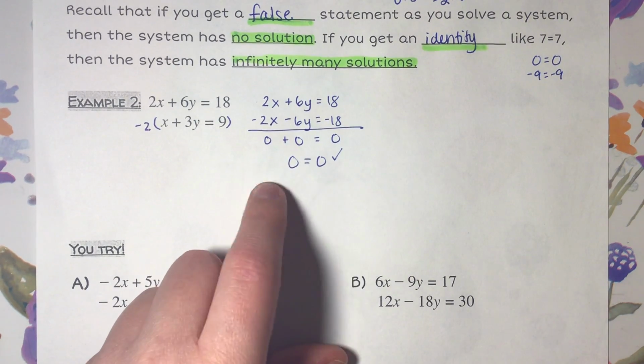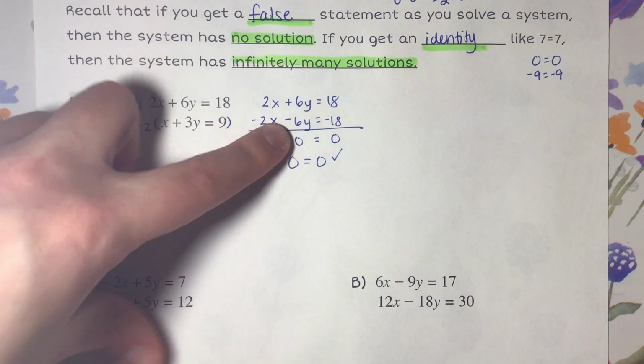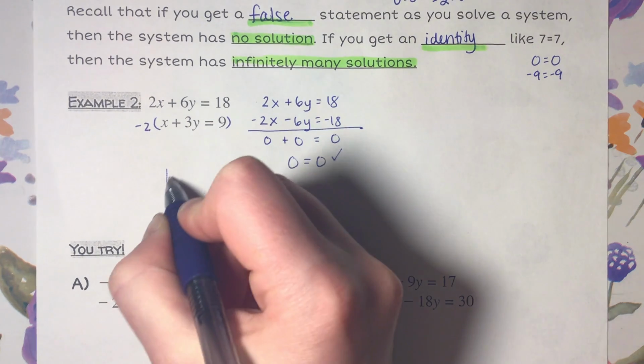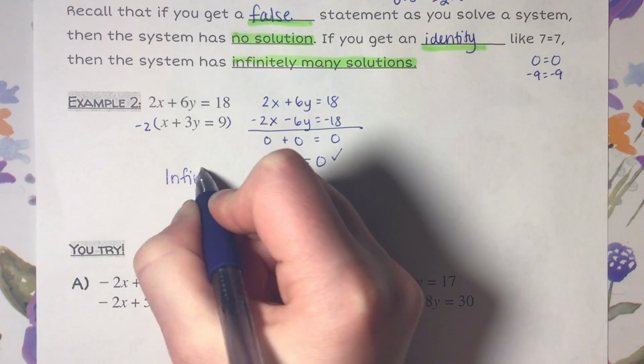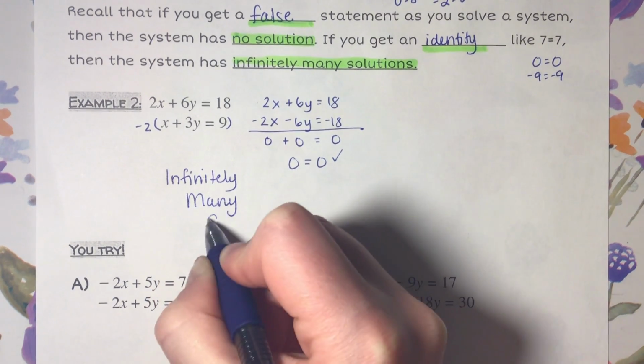Because this is matching on both, and the way I got 0 is 2x minus 2x, 6y minus 6y, 18 minus 18, all of them canceled, then I know I have infinitely many solutions.